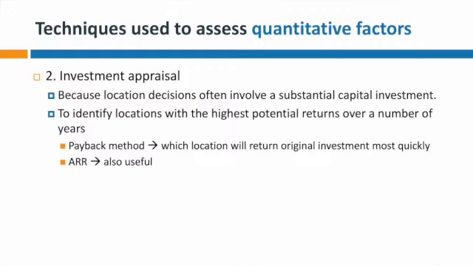The second technique, how to assess quantitative factors, is using investment appraisal. The point of this chapter about location is not to go into detail about how investment appraisal is done. However, at this point, the idea is that you learn how investment appraisal can help you decide which location is better for the business. For investment appraisal, you can use, for example, the payback method. This is going to show you which location will return the original investment most quickly. Similar is the ARR, the annual rate of return. The higher the annual rate of return, the better. That means you're getting more profit.